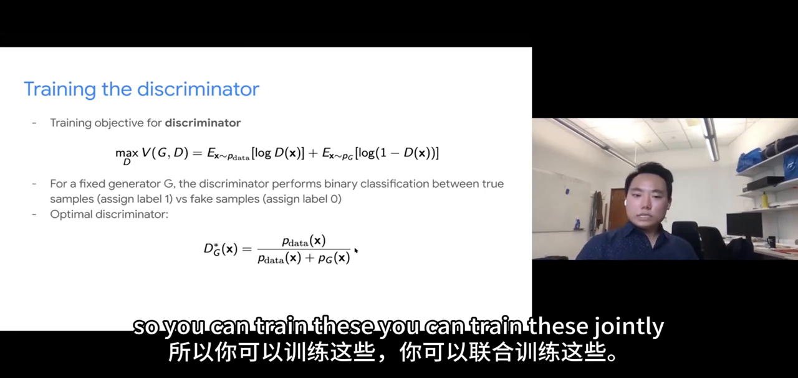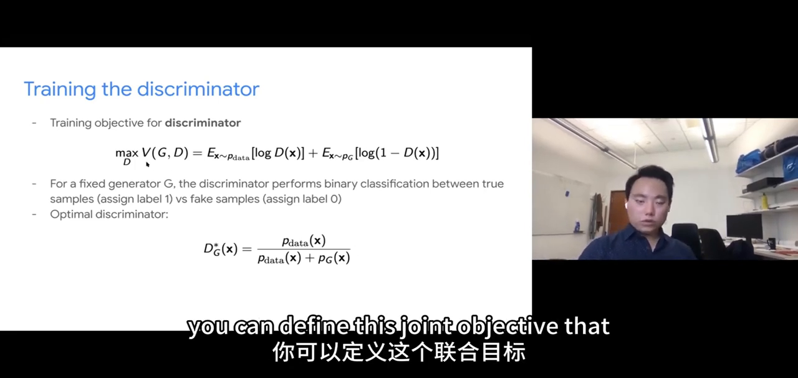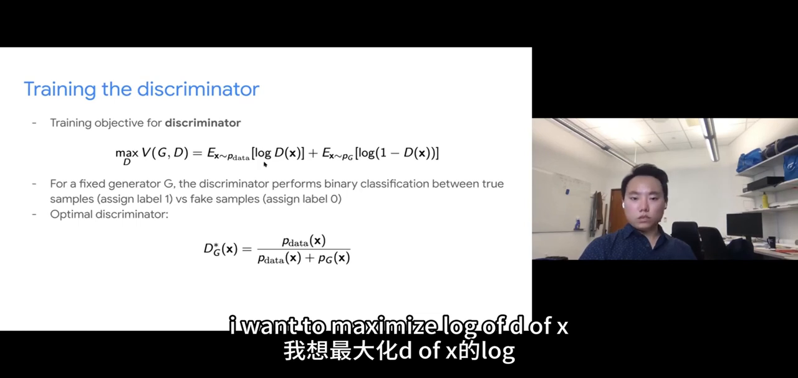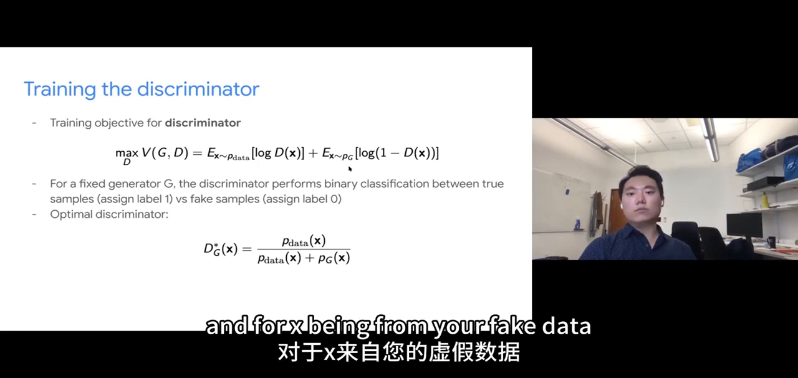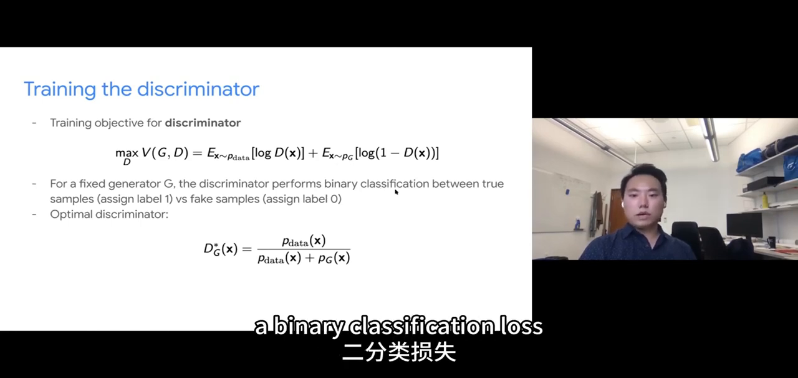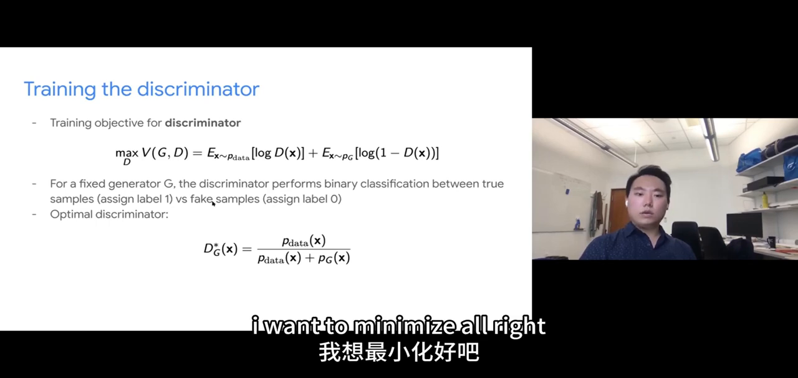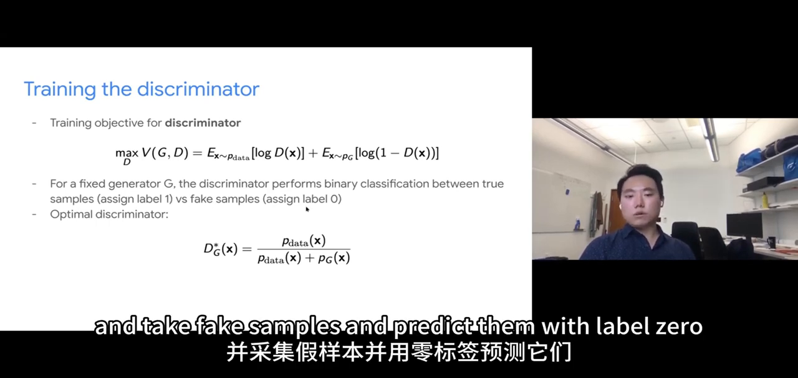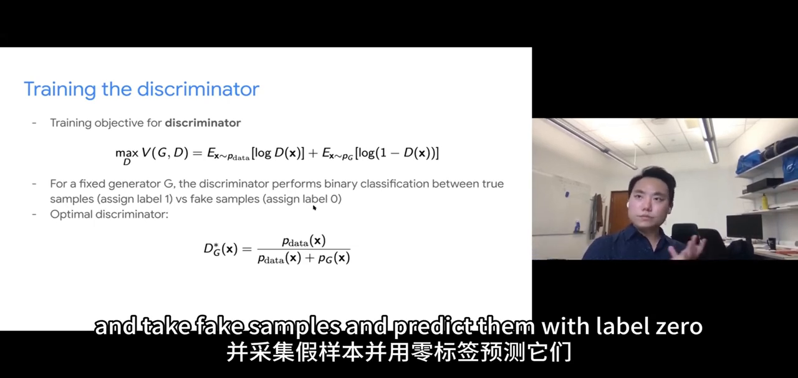So you can train these jointly. You can define this joint objective that for x from your real data, I want to maximize log D of x, and for x being from your fake data, I want to maximize log of 1 minus D of x. That's basically this binary classification loss. I want to take true samples and predict them with label 1, and take fake samples and predict them with label 0.